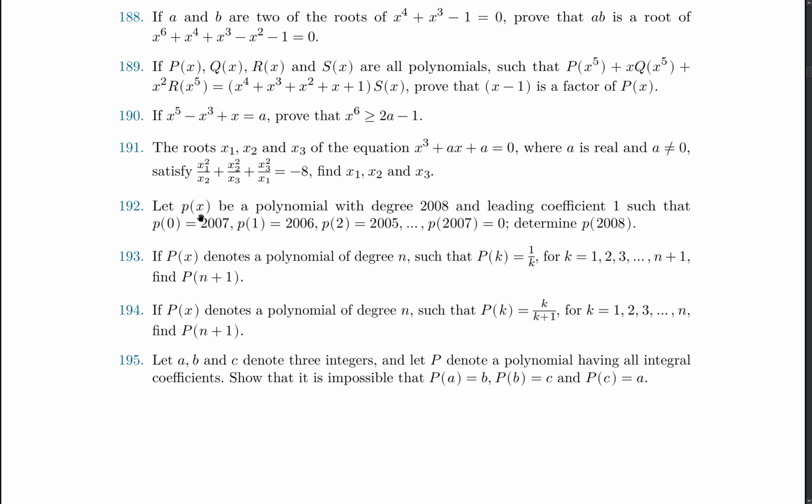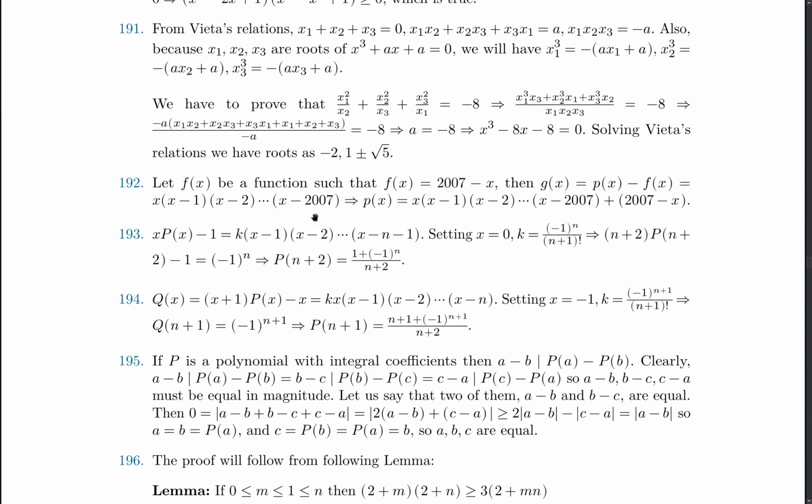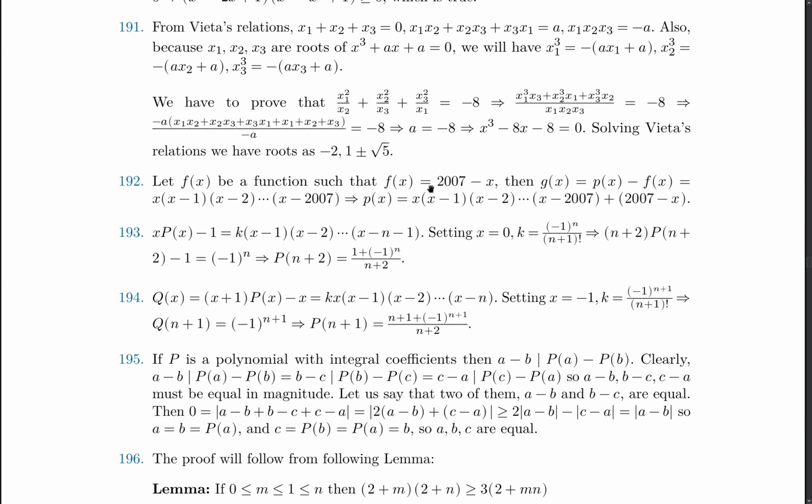Question 192 says that let p of x be a polynomial with the degree 2008 and leading coefficient 1 such that p of 0 is equal to 2007, p of 1 is equal to 2006, p of 2 is equal to 2005, and p of 2007 is equal to 0. Determine p of 2008. So we let a function of x such that f of x is equal to 2007 minus x. Then g of x is equal to p of x minus f of x is equal to x into x minus 1 into x minus 2 up to x minus 2007.